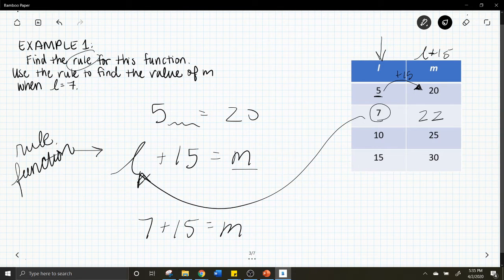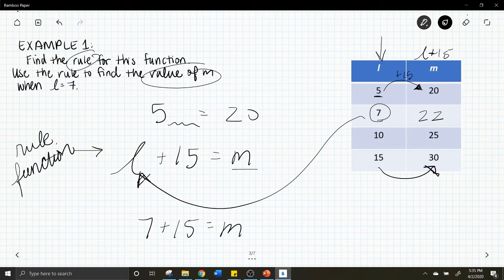We found a rule and we found a missing value. Those are different qualities you're going to have to be able to apply in the future. So determine how you got from your input to your output. That's finding your rule or finding your function. And then also applying that function to find a missing value.